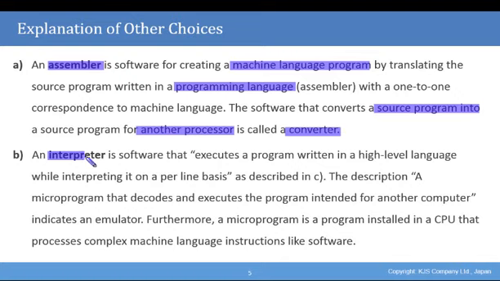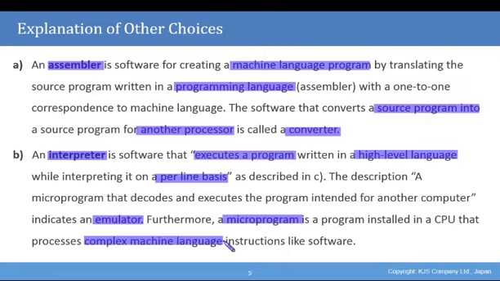B. An interpreter is a software that executes a program written in a high-level language while interpreting it on a per-line basis, as described in C. The description, a microprogram that decodes and executes the program intended for another computer, indicates an emulator. Furthermore, a microprogram is a program installed in a CPU that processes complex machine language instructions like software.